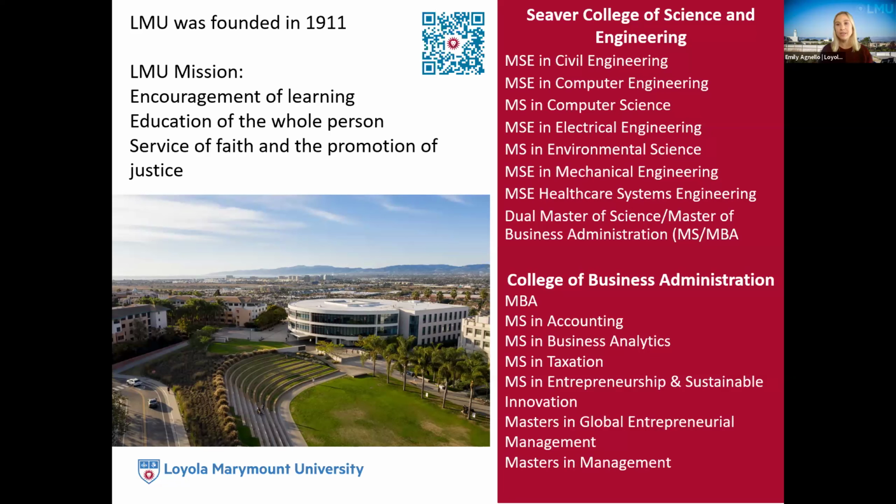Any of these programs can actually be paired with our MBA as a dual degree. So you would graduate within 3 years with an MS in engineering and also your MBA. And then within our College of Business Administration, we have an MBA program, accounting, taxation, business analytics, entrepreneurship, and management. Our accounting, taxation, and business analytics programs are our STEM designated programs.